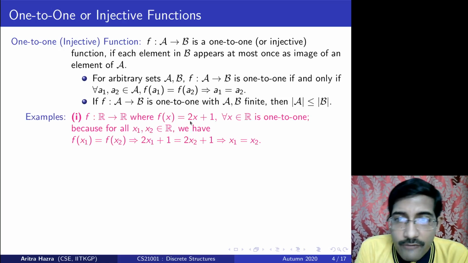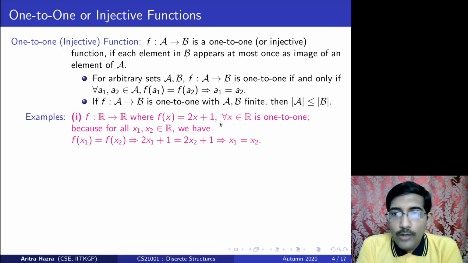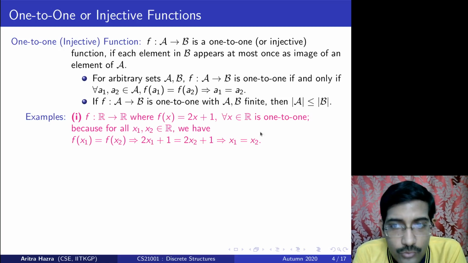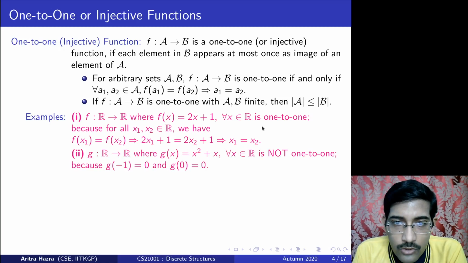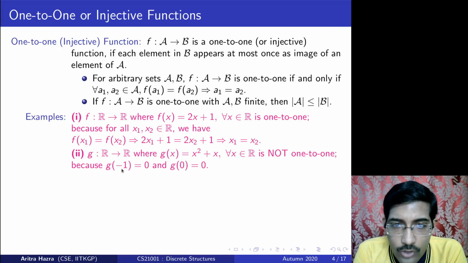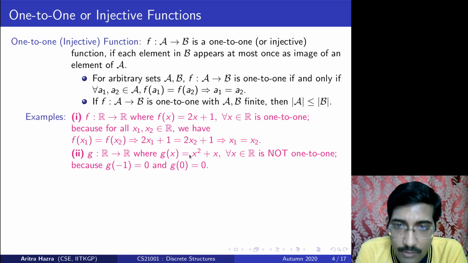An example: if f(x) = 2x + 1, when we are mapping from real numbers to real numbers, then we say that this is 1-to-1 because for all x1 and x2, if f(x1) = f(x2), then it automatically implies that x1 = x2. So it means that this is 1-to-1. Some other example to prove that it is not 1-to-1: let's take this example. There are two elements in this domain R, -1 and 0, which get mapped to the same element in the codomain. So for 0 in the codomain of g, I have two different values from which it can be associated, hence making this function not 1-to-1.